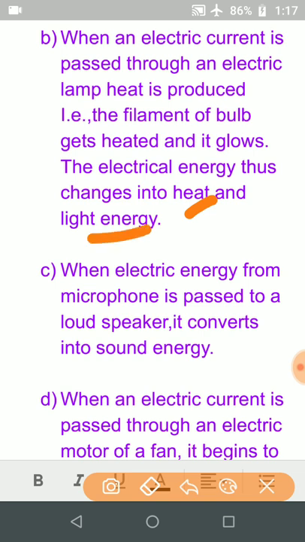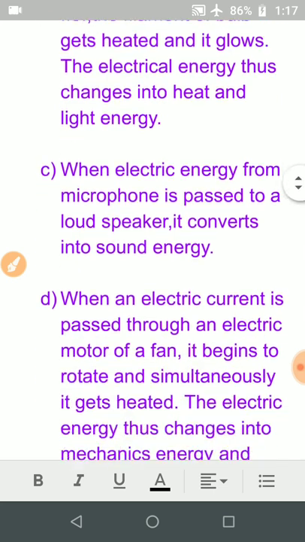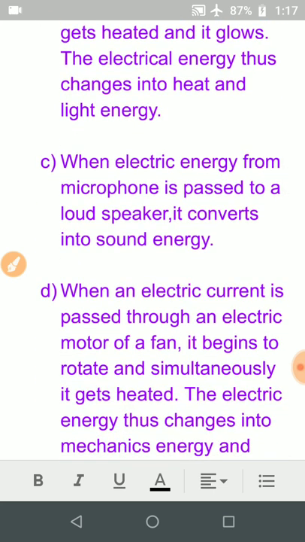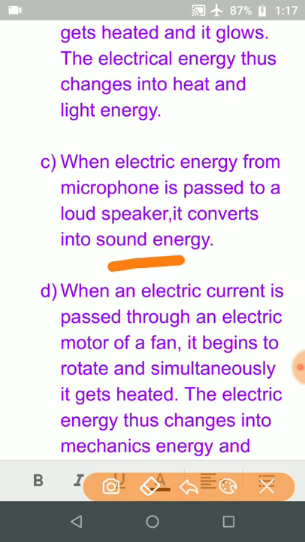Let us consider one more example, the microphone. When electric energy from a microphone is passed to a loudspeaker, it converts it to sound energy. That is also one of the forms; sound is also a form of energy.